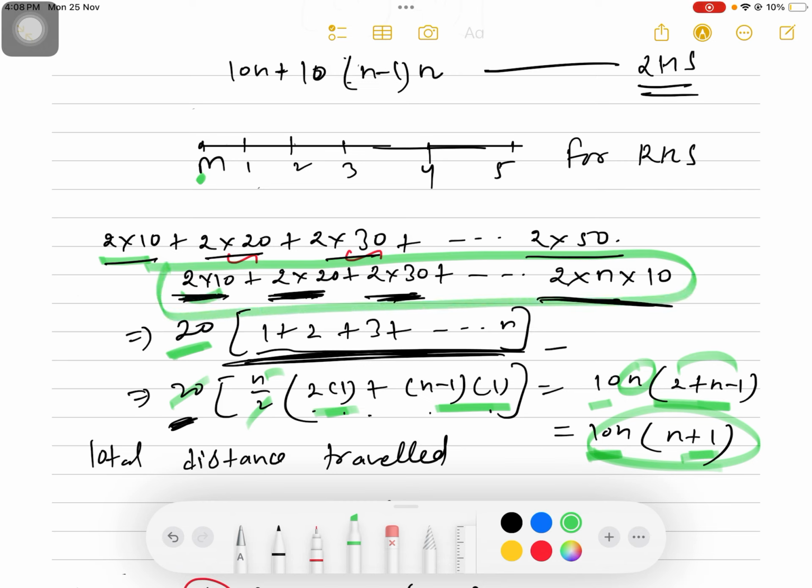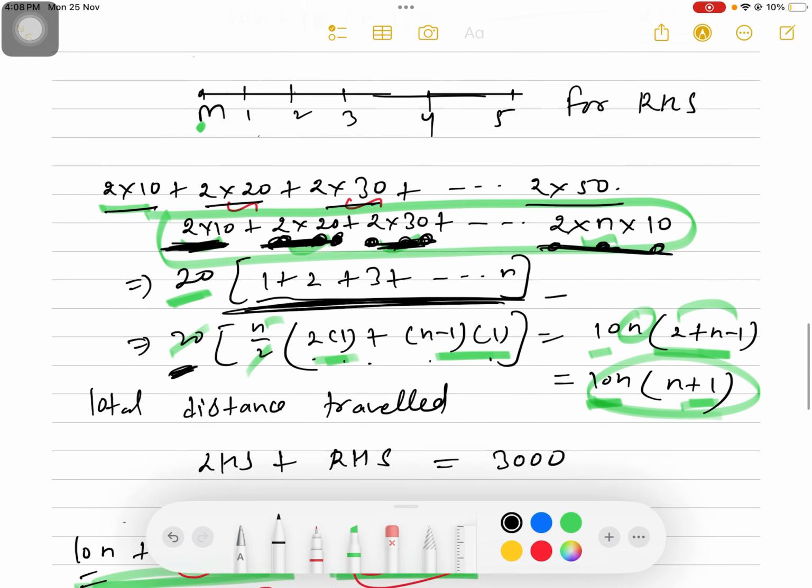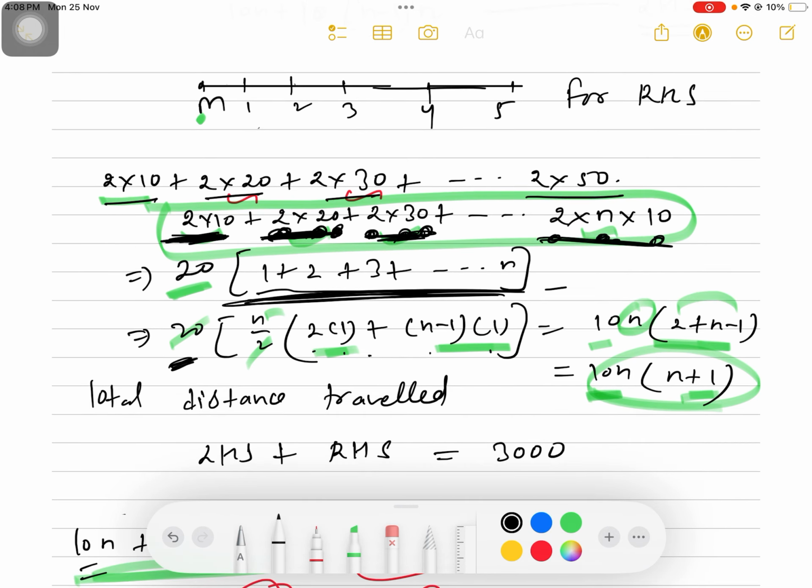So see, 2 into 10 plus 2 into 20 plus 2 into 30, till 2 into n into 10. I will just explain: 2 into 10 means 2 times, 10 is the distance and 1 is the number of the stone. 2 into 20 means 2 times the second stone, 10 is the distance. Then 2 into 30 means 2 into 3rd stone into 10 meters. So here also 2 into n stones into 10 meters. Taking 10 common, what is left? 1 plus 2 plus 3 till n only is left.